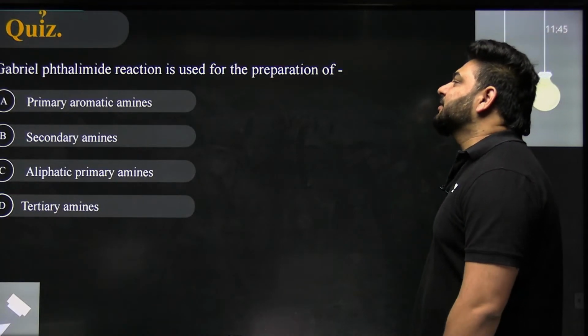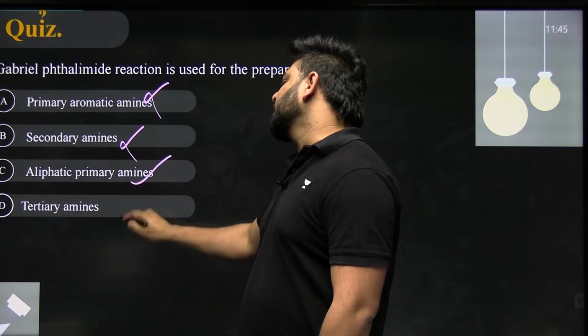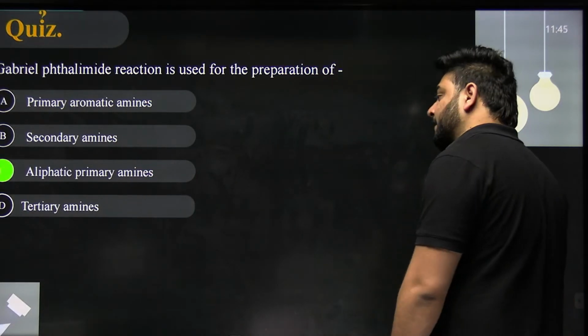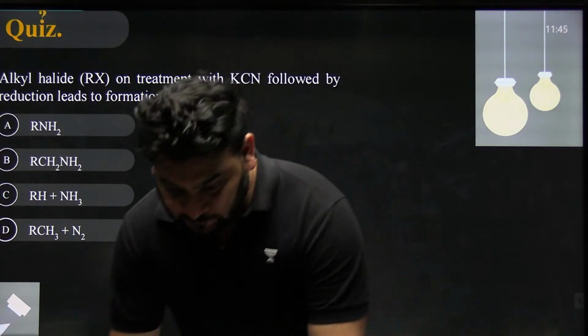Gabriel phthalimide synthesis is the preparation of primary aromatic amines, no. Secondary, no. Aliphatic, yes. Tertiary, no. So C is correct.